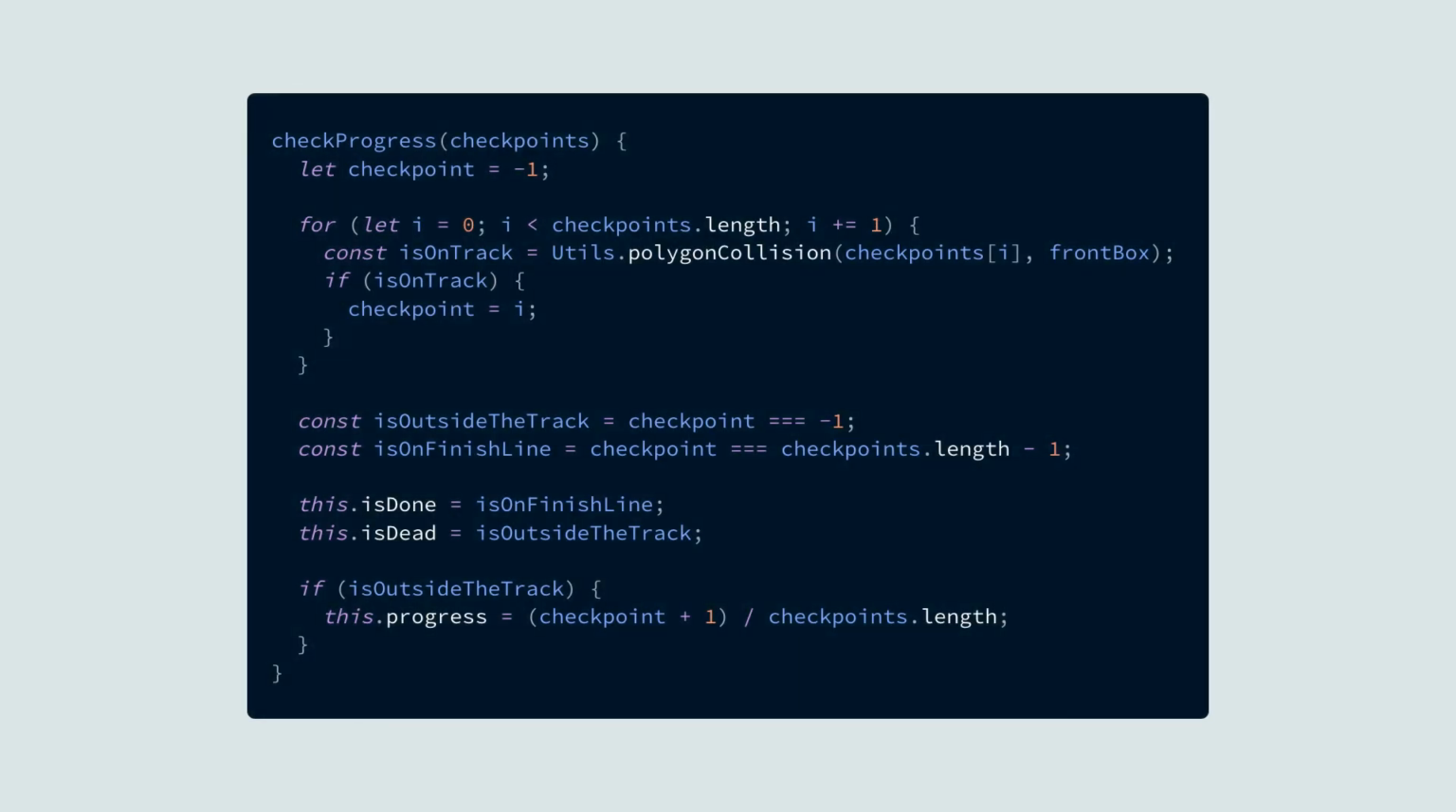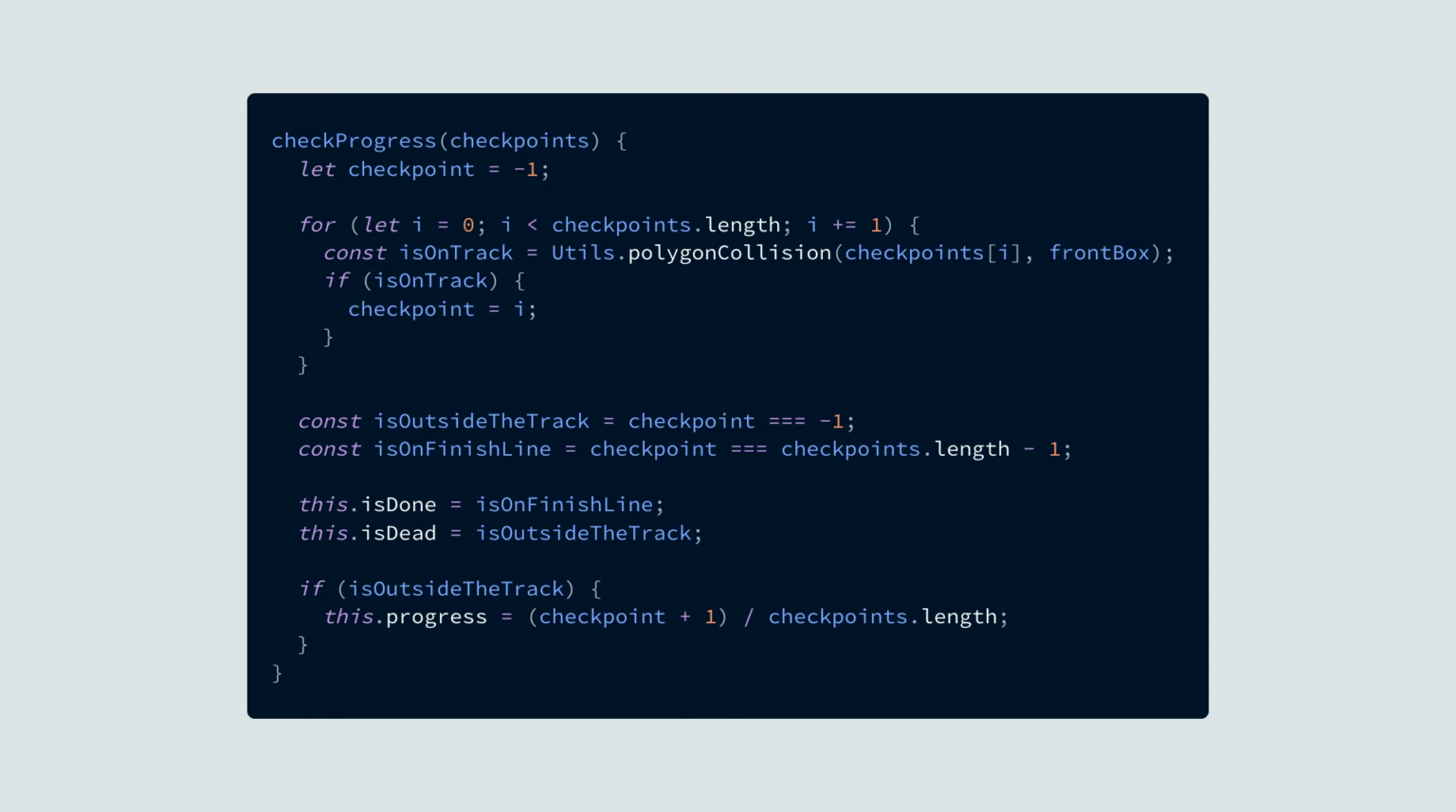To go back to our game, this is the code I wrote at first. I'm considering the car on the track only if its front part is on the track. The car is considered outside the track if it is not colliding with any of the polygons composing that track. For the progress made on the track, we will need to get the index of the last polygon the car is colliding with, then we divide that value by the length of the polygons.